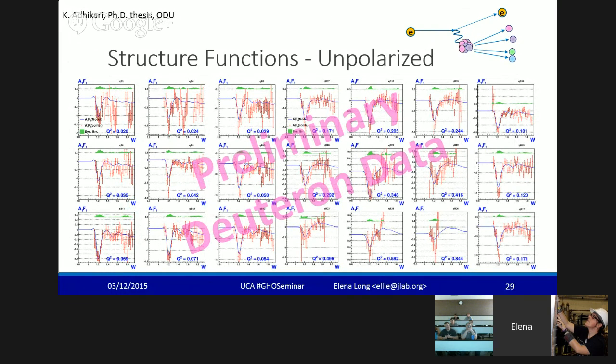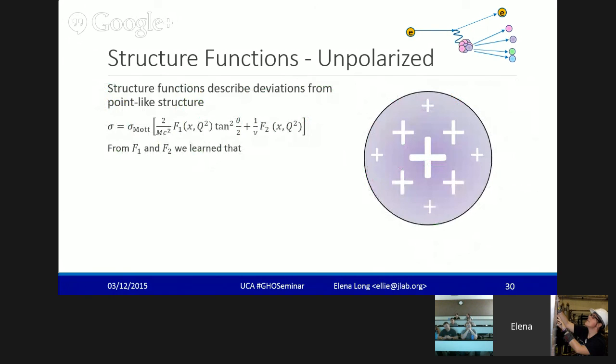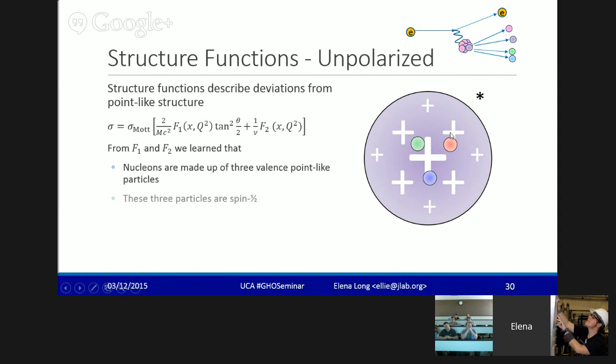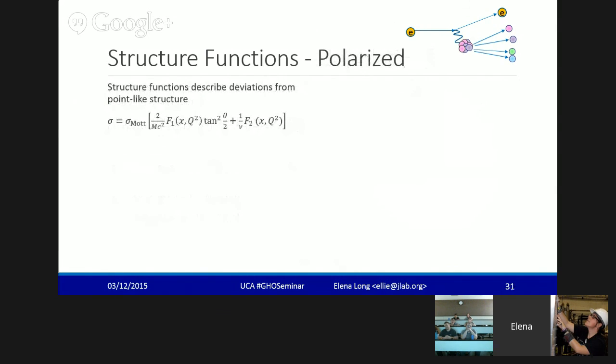And between looking at how different structure functions compare with the F1 and F2 structure functions, that can start telling us even more information about what's going on. It's an active area of research, and we utilize this with other pieces of information to get more information out. So from these two things, we learned that the nucleons are made up of 3 valence point-like particles, that these particles are spin half, and that they interact with a quark sea. So the picture is getting a bit more complicated. I do want to mention from F1 and F2, we know they're in there, but we don't really know where they are. That requires more information.